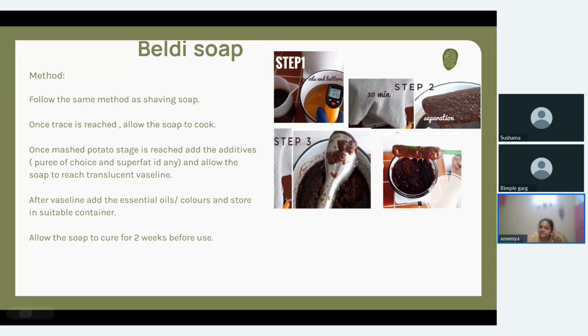And once the mashed potato stage is reached, we will add in the additives, like whatever purees you want to add, you can put in at that point. And if you're going to add any super fat, you can use that at that time. And then allow the soap to cook. And once it reaches the Vaseline stage, you can add in your colors and essential oils, and you can store it in the container. So allow the soap to cure for 2 weeks, and then it is good to use.